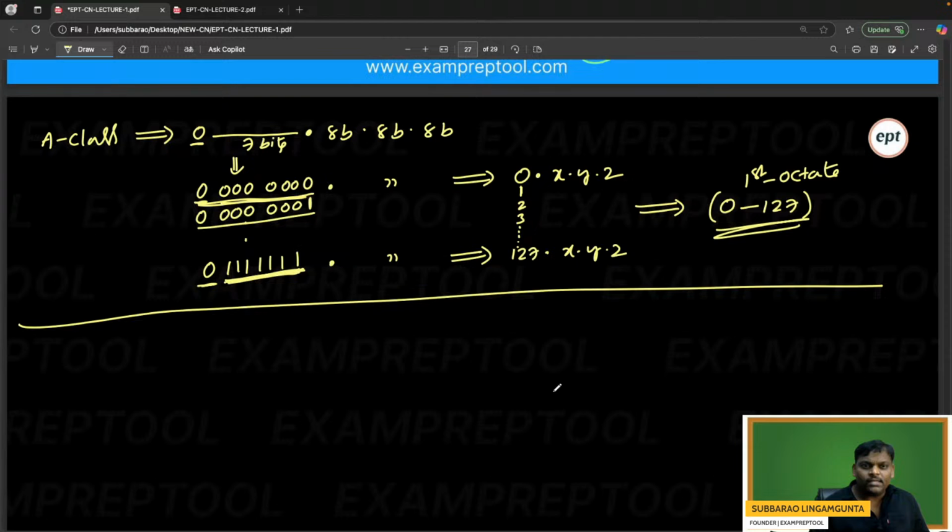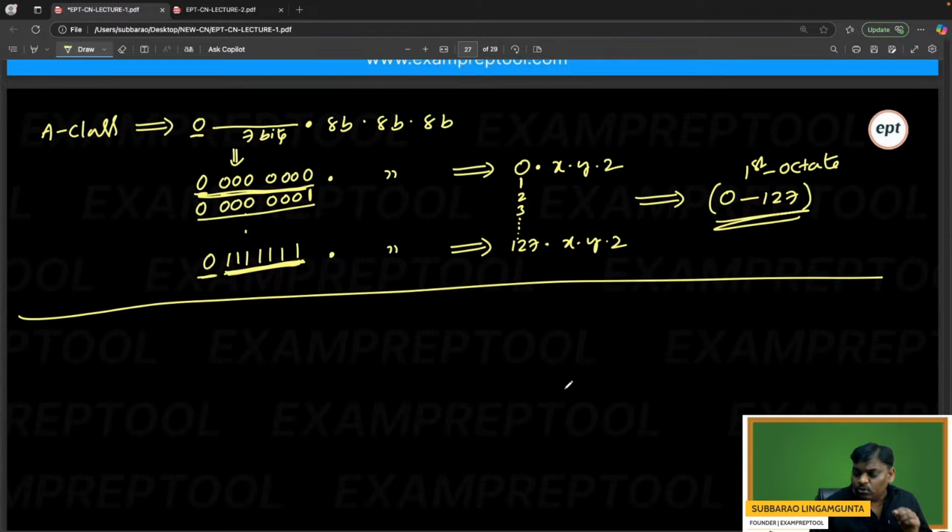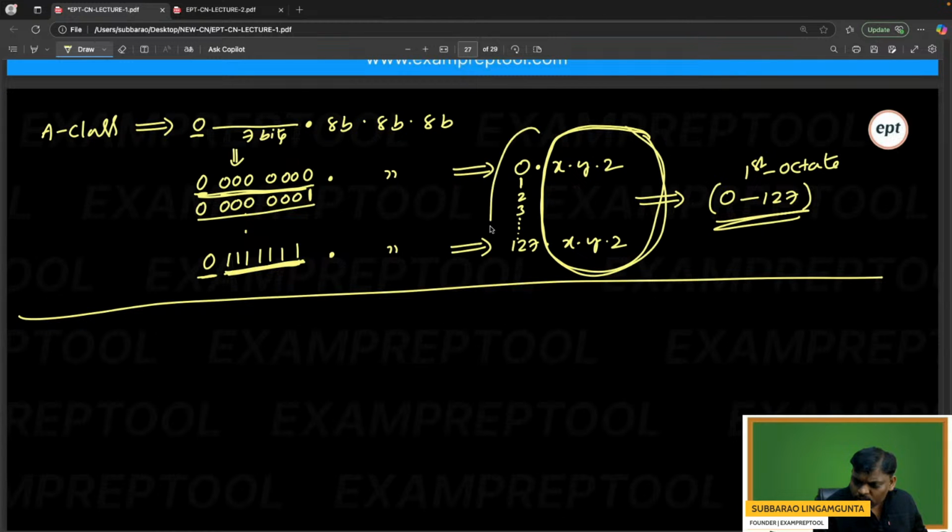Some people are asking, sir, what about class B? See, this is the variable part. You need not bother about this. These parts are the same, no change in them. By seeing the first octet, I can say which class it belongs to.